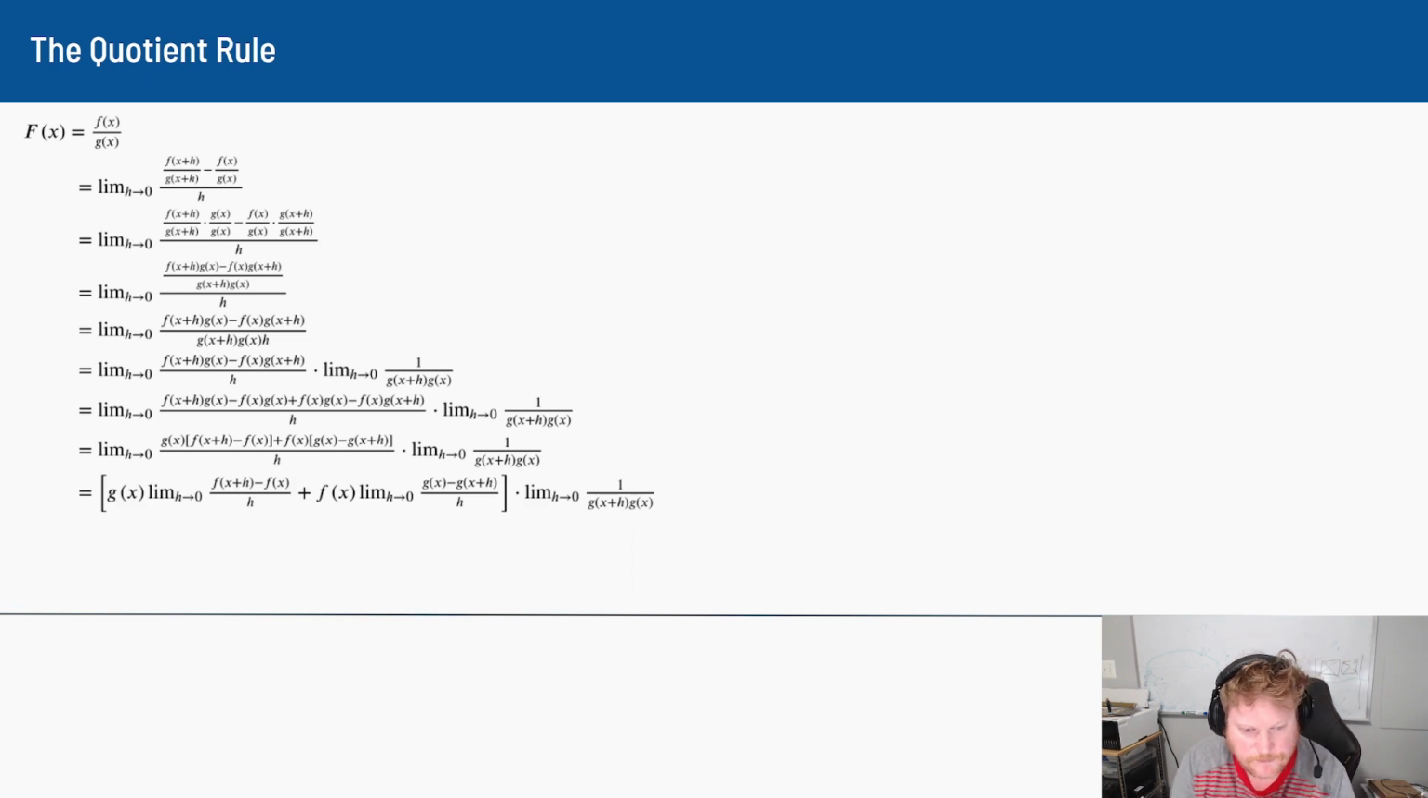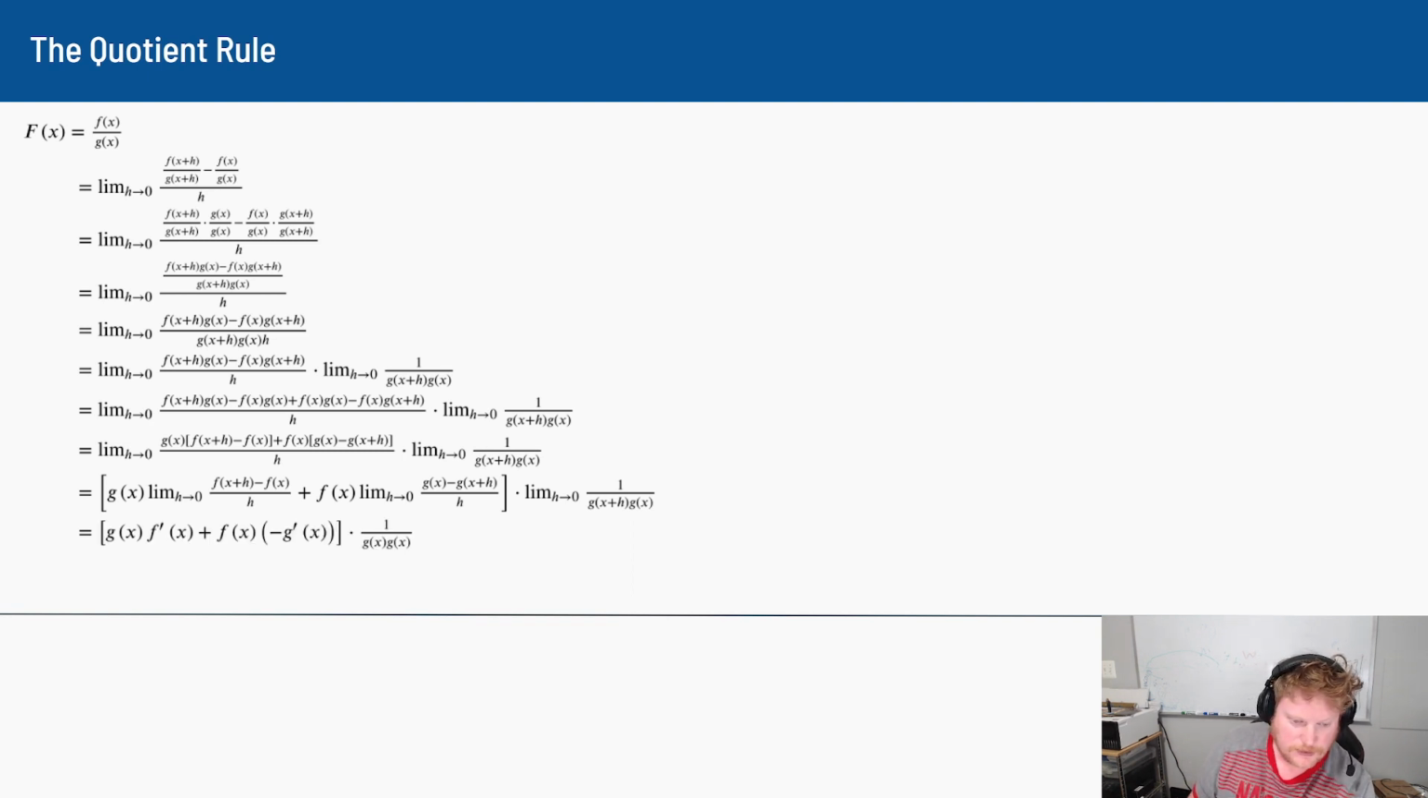And then I'm going to write that first limit as the sum of two limits. One that is g of x times the limit as h goes to 0 of f of x plus h minus f of x over h, plus f of x times the limit as h goes to 0 of g of x minus g of x plus h over h. And what you'll see is that I now have two definitions of derivative that I can then apply to f and g. And this limit here, as h went to 0, ultimately just became g of x times g of x.